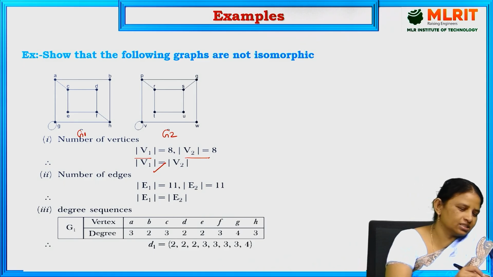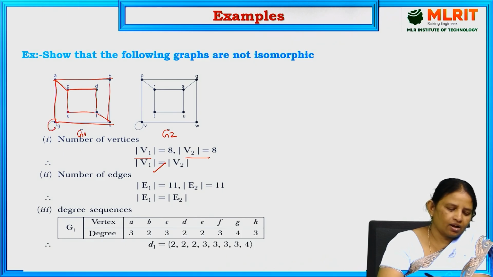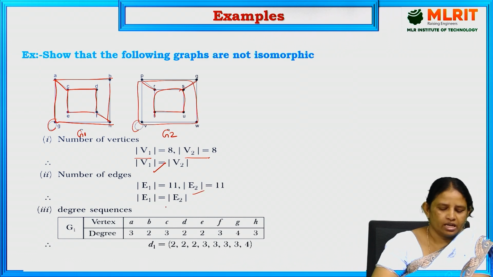Coming to the edges. Total 1, 2, 3, 4, 5, 6, 7, 8, 9, 10, 11. 11 edges. Coming to the second graph, total 1, 2, 3, 4, again 1, 2, 3, 4, that is 8, 9, 10, 11. Total E2. E1 is also equal to E2.